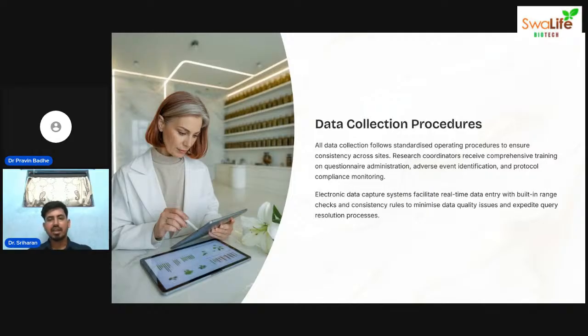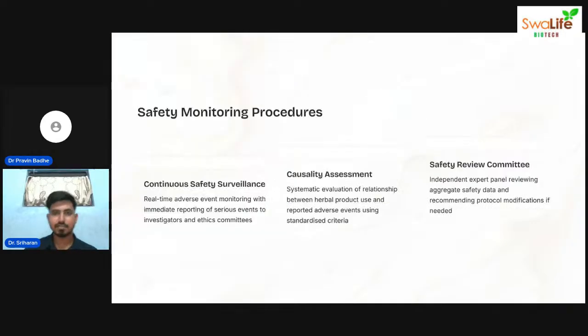Using an electronic data capture system is also very useful. Why? Because auto range check takes place, and it also catches errors and missed data. So using electronic data capture gives more benefit in research.